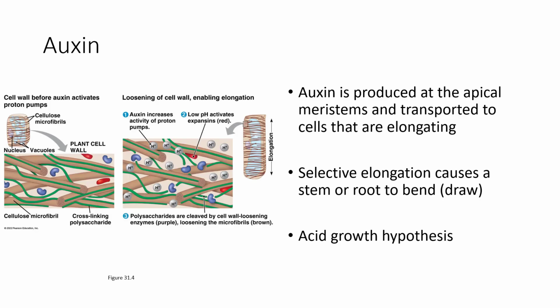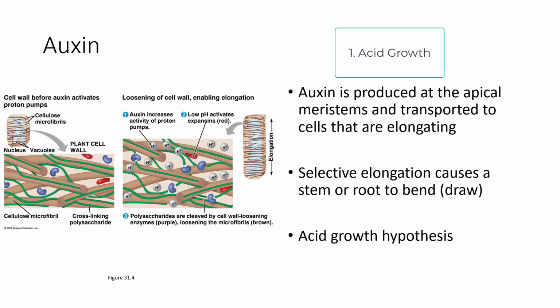First up, these auxins. Auxin is produced at the apical meristems. That would be the root apical meristem and shoot apical meristem. It is transported to cells that are elongating. This causes a selective elongation, which makes a stem or root bend. And I'm going to draw this on the board, but it's like the figure we looked at a little while ago, where you see the cells on the shaded side or the cells on the side away from gravity are going to be longer.